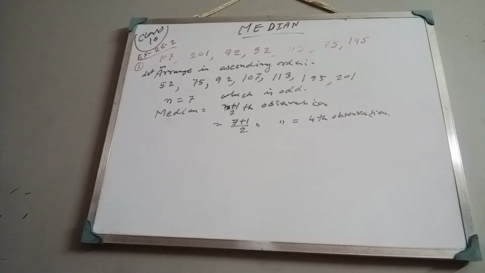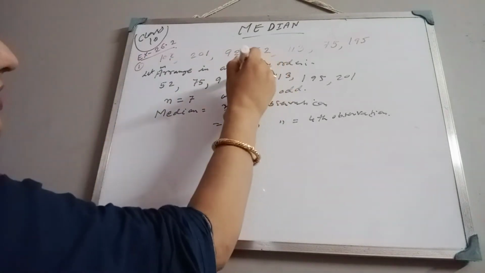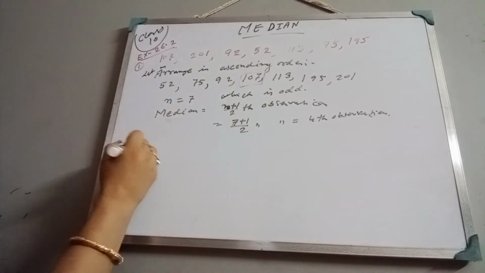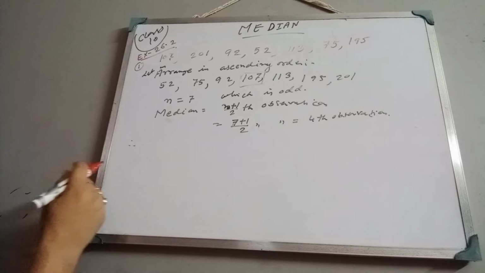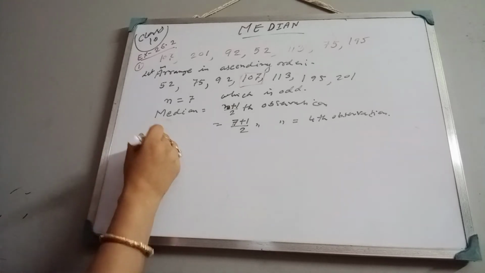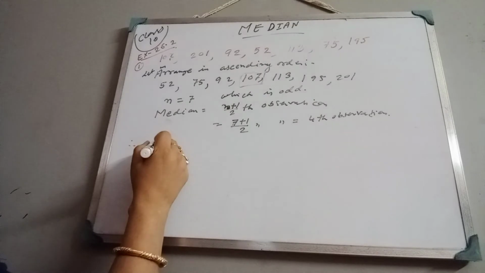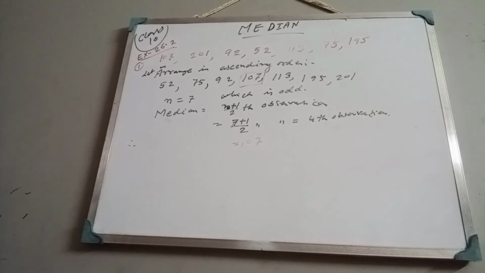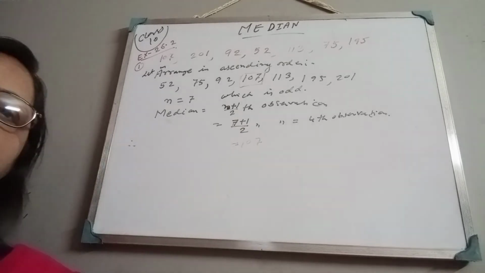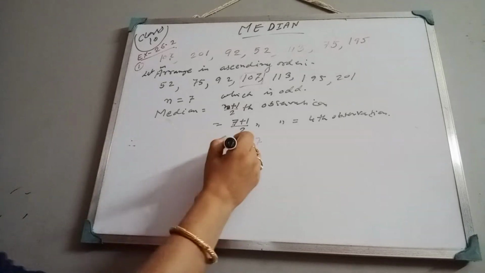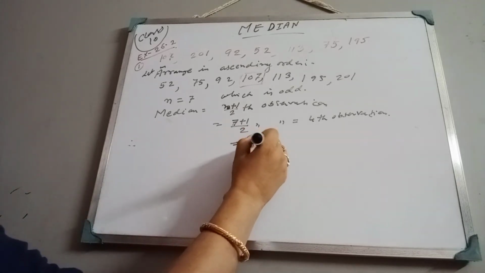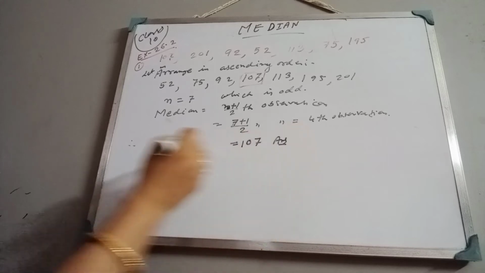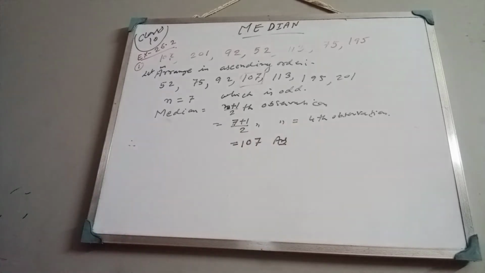So we will just write this as the fourth observation. Therefore, what is the median? Required median is 107. This is the answer. Clear everyone? I think now it's clear to you.